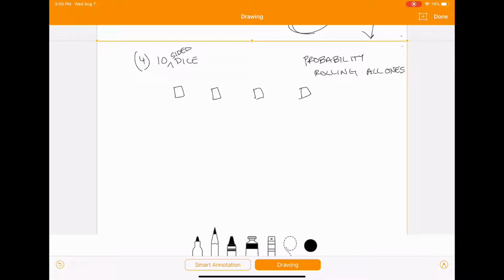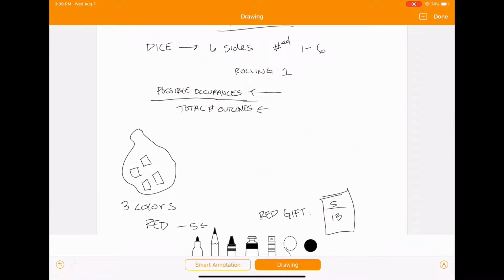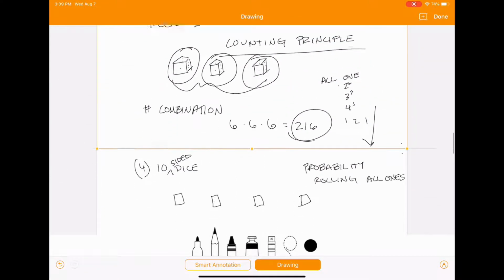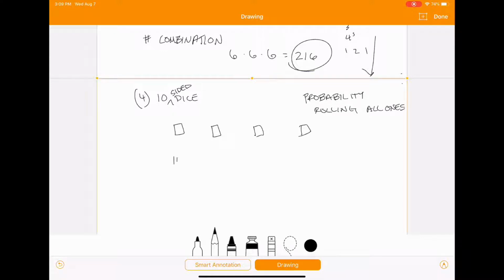So first, if we come back up to this equation, we've got to know our total number of outcomes. So we're going to use the counting principle for that. So we know dice 1's got 10 sides, dice 2's got 10 sides, dice 3's got 10 sides, dice 4's got 10 sides. So 10 times 10 times 10 times 10. So we've got a total of 10,000 different outcomes.